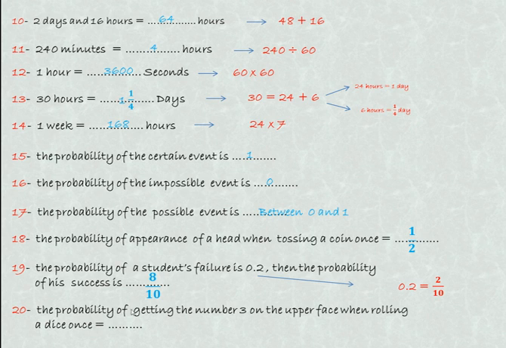Number 20, the probability of getting the number 3 on the face when rolling a die once. We know the die has the numbers from 1 to 6: 1, 2, 3, 4, 5, 6. When we want the probability of the number 3 appearing on the face, how many 3s are there? Only one number, then 1 over the total, 1 over 6.